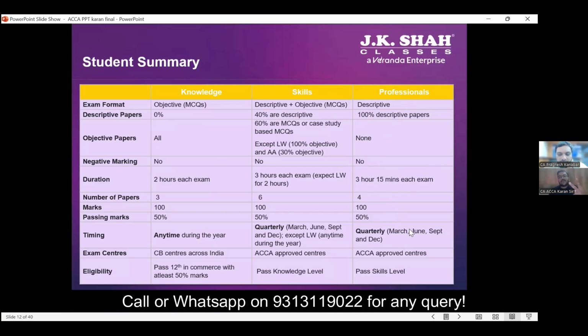There are 2 modes in which you can give the exam. One is remote exams, where you can give exams from home. And second, you can go to the ACCA approved centers to give the exam. These are the 2 modes. Quarterly, you have March, June, September, and December frequency.